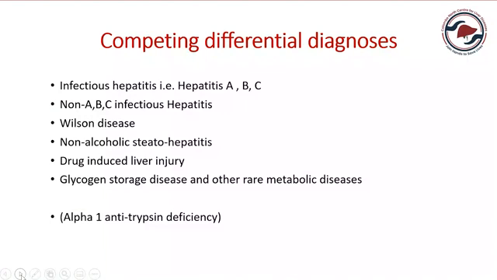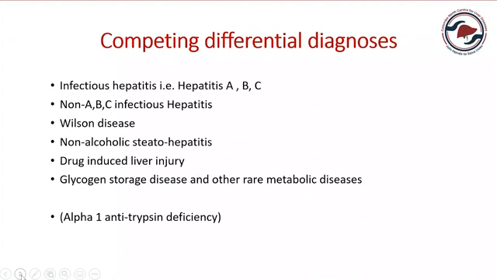Infectious hepatitis like hepatitis A, B, or C, and non-ABC infectious hepatitis. There are various types of viruses which could cause a similar picture. We might not have the ability to diagnose those viruses in our setup. Wilson disease, often a diagnostic dilemma. It would compete with the diagnosis of autoimmune hepatitis mostly.